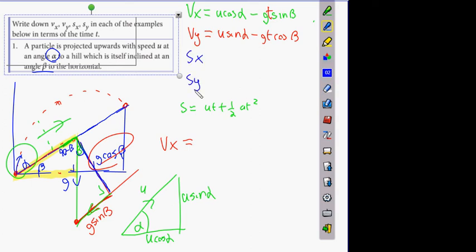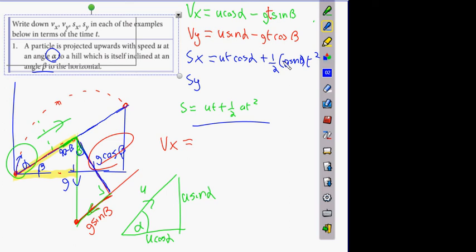So S equals ut plus a half at squared. What's the u direction along the x? U direction along x, anybody? U cos alpha. So ut cos alpha, because it's u times t. Then plus a half at squared. I'll just spell it out here, a half. What gravity acts against the x again? G sine B. Now it's minus G sine B because it's acting against it.